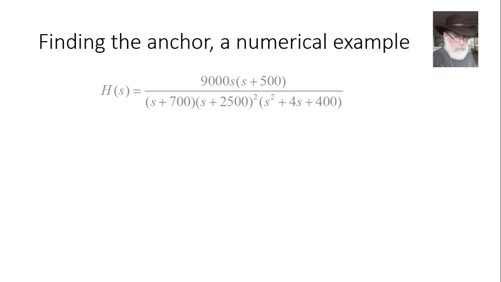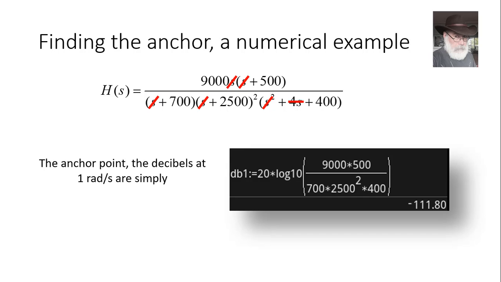A numerical example? Sure. Take this one, for instance. The first thing is, let's eliminate the terms in s. This one, that one, those two, and these two on the top. 20 times logarithm of that constant is negative 111.8 decibels. That is the anchor point of that transfer function. That is the value of the approximate Bode plot at 1 radian per second.